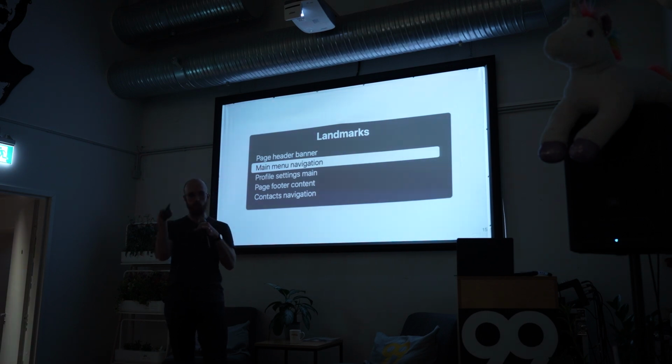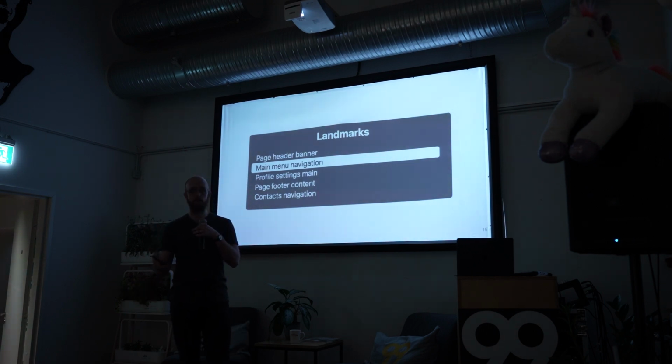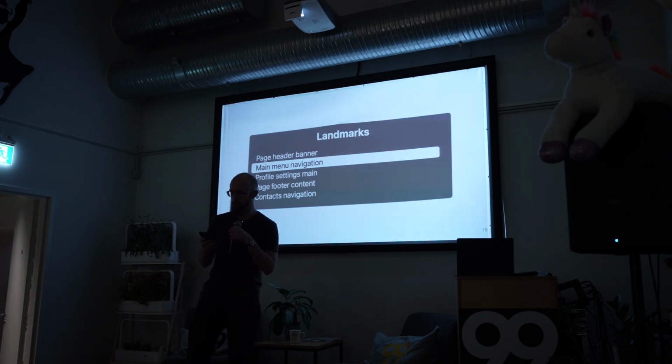So there's a shortcut that you press, and it brings up this landmark menu, which shows all of the labeled things. Every menu that you added a label to, every section, every list. And you can see what kind of things there are on the page and go exactly to them right away.